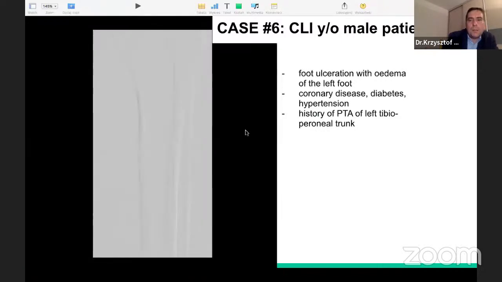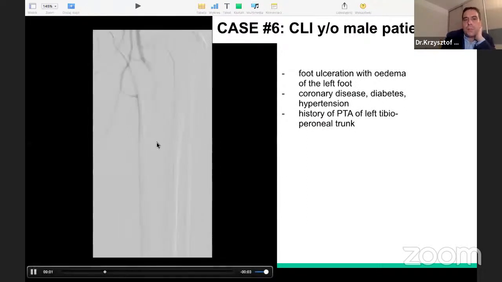And this is also a patient with foot ulceration with edema, with coronary disease, and also a history of tibioperoneal trunk.